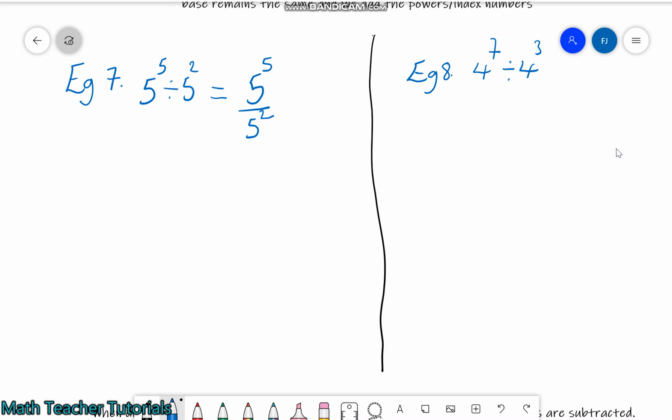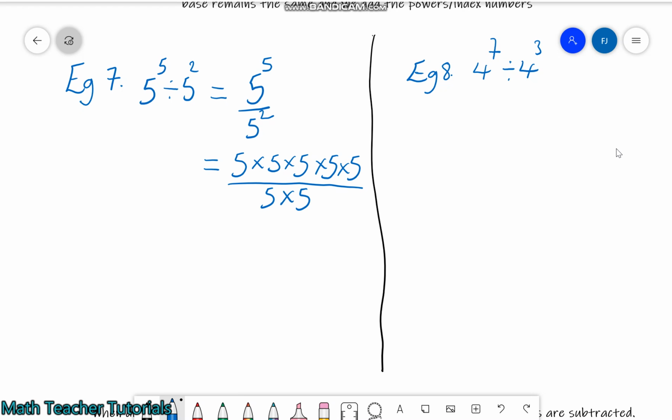We can now go ahead and write our expression in expanded form to give 5 times 5 times 5 times 5 times 5 divided by 5 squared, which is 5 times 5.